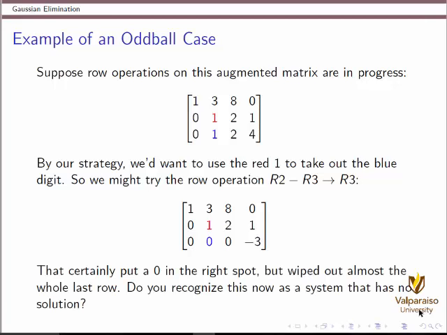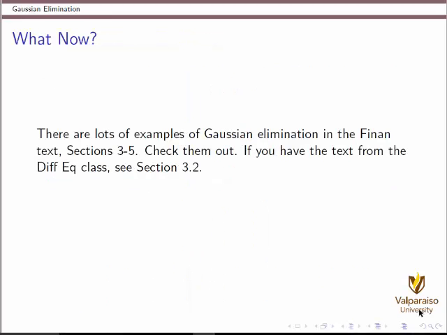Right? Because that last row is now telling us that the information in this system says that 0x plus 0y plus 0z equals -3. That will never be true for any values of x, y, and z, and so this system doesn't have solutions at all. And that's good because that means you get to stop. You don't have to do elimination any farther because there's no solutions to find.